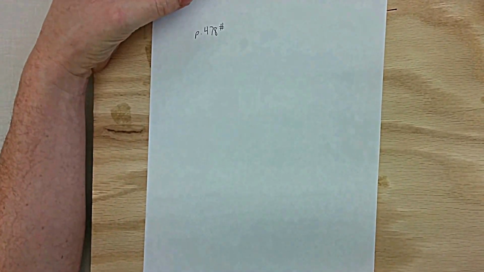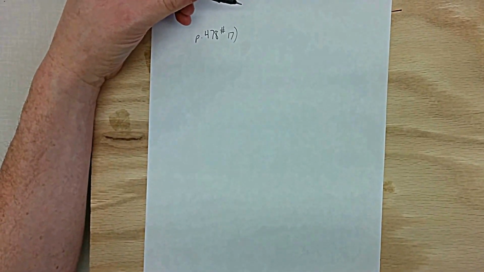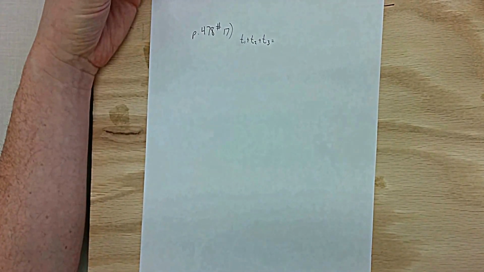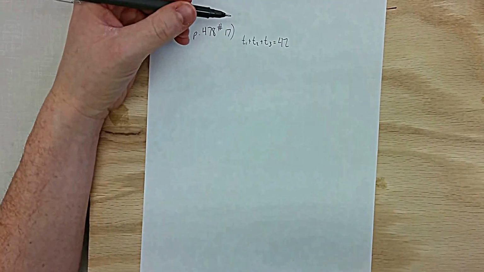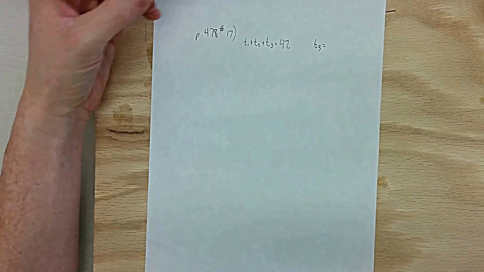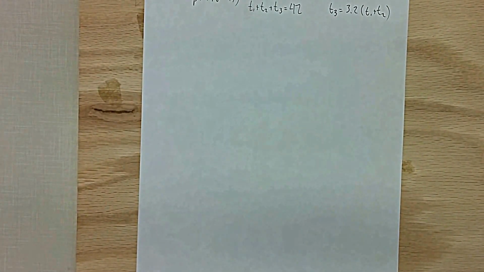Okay, so this time we're going to take a look at page 478, number 17, and it reads, a geometric series has three terms. The three terms have a sum of 42, and we know that the third term is 3.2 times the sum of the other two. And the question is, what are the terms?